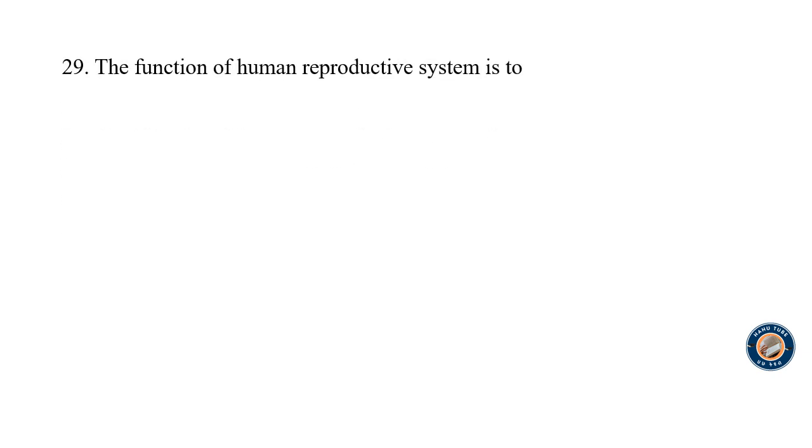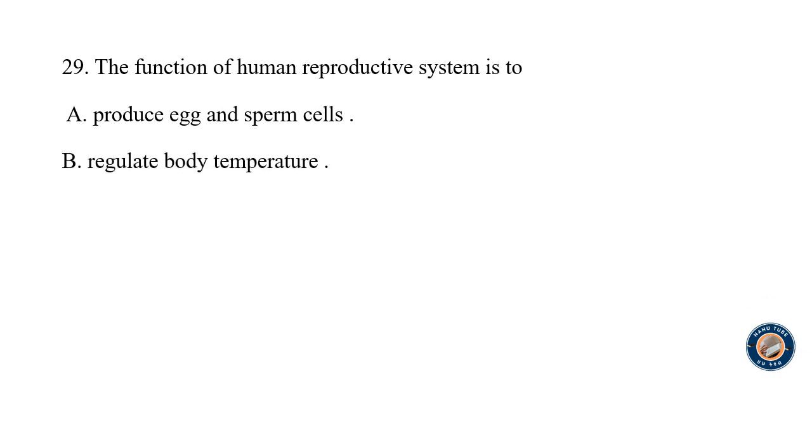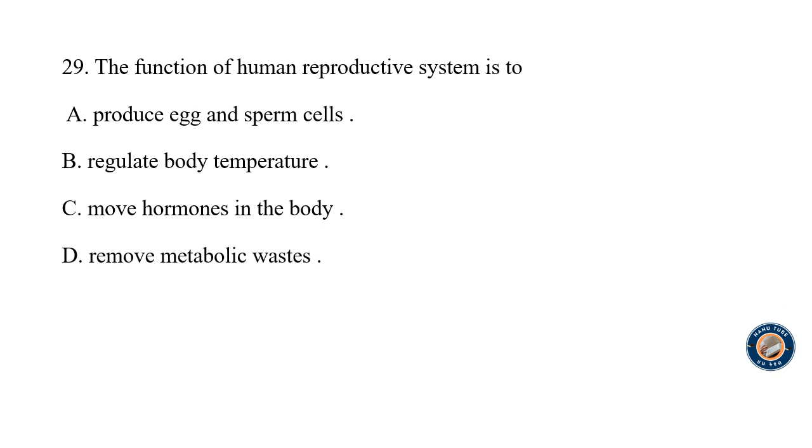Question number 29. The function of the human reproductive system is to A. Produce egg and sperm cells. B. Regulate body temperature. C. Move hormones in the body. D. Remove metabolic wastes.